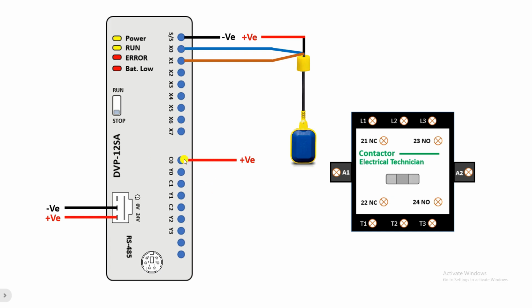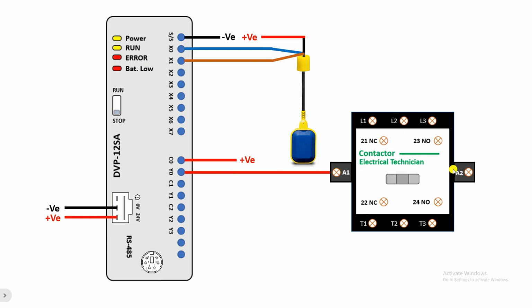Now we get the output of this common terminal at Y0. The output of C0 is at Y0. The output of C1 is at Y1, and the output of C2 is at Y2 and Y3. If we use C0, we will get the output at Y0. By connecting a wire from this terminal, we have connected this wire to the A1 terminal of this contactor.